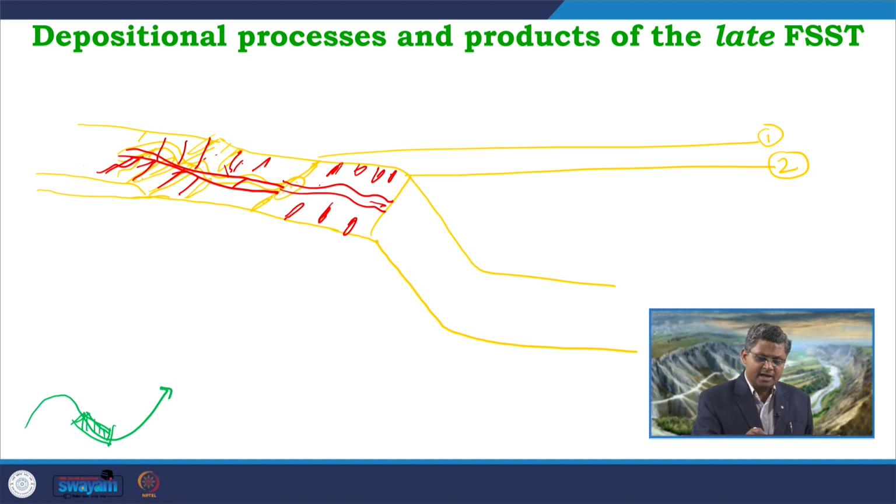In this area, we can get remnants of the shore deposits, shore phase deposits, which will be the remnants of this second phase, or late phase, of the FSST during successive phases of fall. And then finally, we get the deposition of sediments over here in the form of delta.